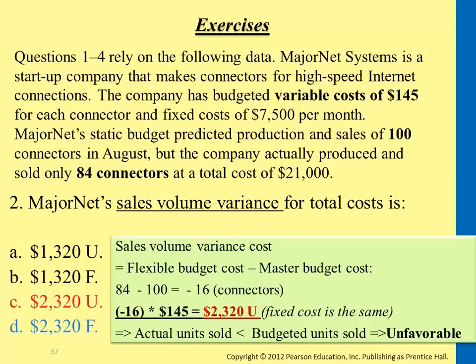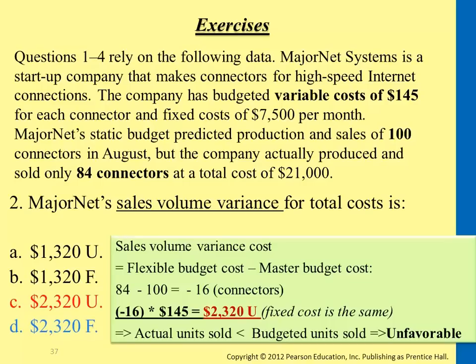Okay, so the first problem we got flexible cost. Now we have sales volume variances. Of course, you can also get the entire static budget first, static budget and operating income, and then just subtract these two. That will be the same thing. Or get the differences here and then times 145 plus 7,500.